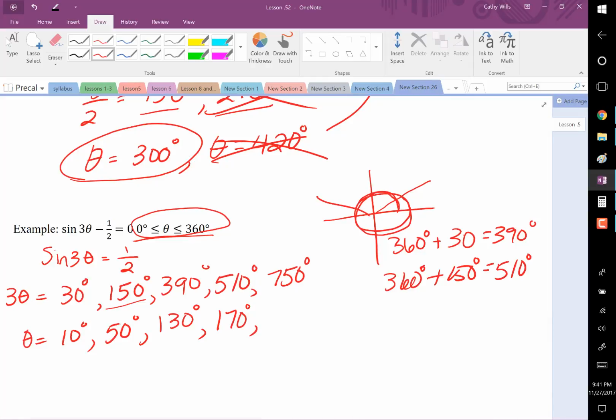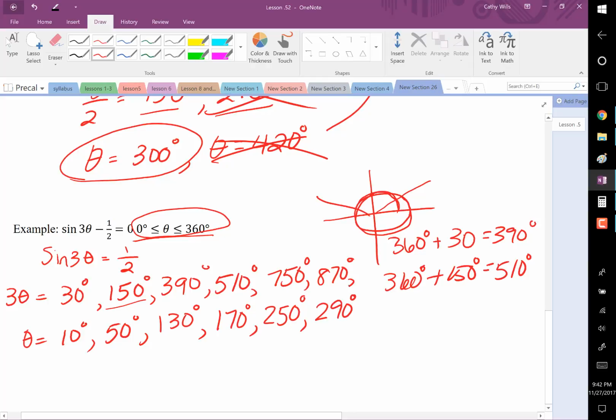So 250. We're still within the range of 0 to 360. We haven't gone out yet. All right, if I go to 150 by spinning around the circle twice first, 720 plus 150, that gives me 870. All right, 870 divided by 3 is going to be 290. So I've got 6 values for theta.